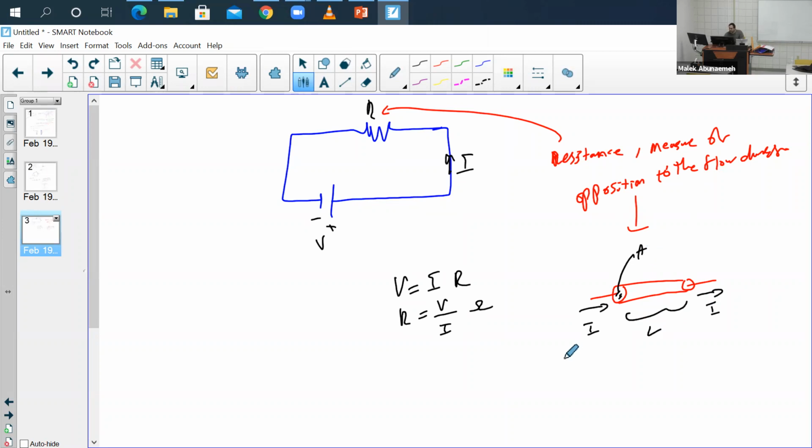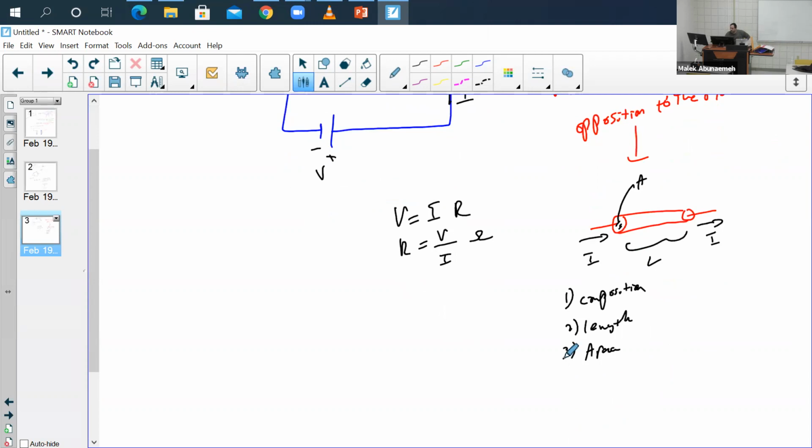Now, the resistance depends on the type of material that it's made out of, so the composition. It depends on the length: the longer the wire, the greater the resistance, and the shorter the wire, the smaller the resistance. It also depends on your cross-sectional area of contact. Also, when you have high temperature, you have high resistance. So temperature also plays a factor in resistance.